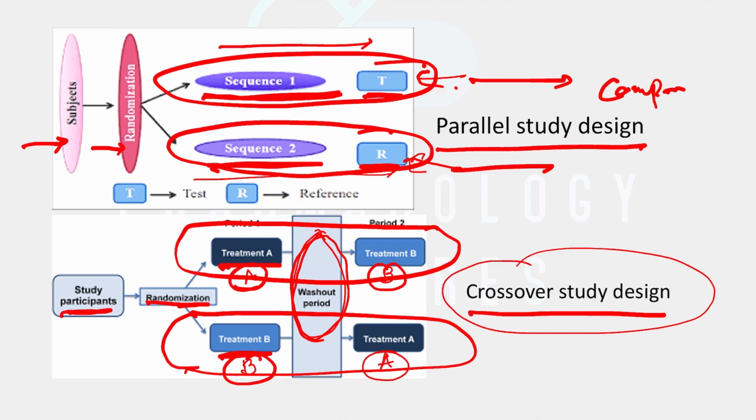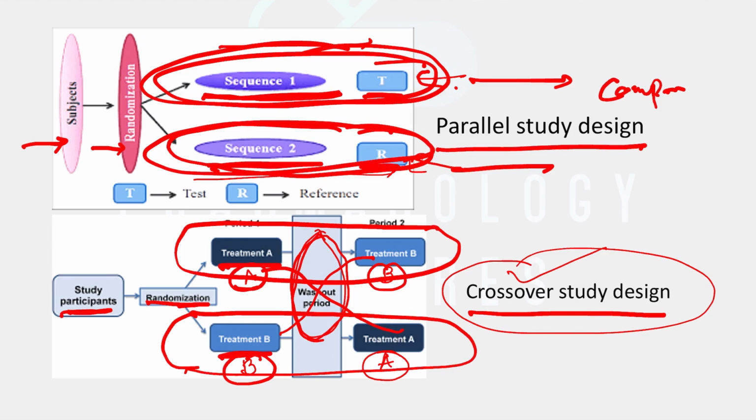So here each patient in each group receives the two treatments over a period of time. Each individual acts as their own control, because he has taken drug A as well as drug B, so now you can see the responses. This kind of study is called a crossover study, where you are crossing over from one drug to another drug. So both groups receive both drugs, that is crossover study design, while only one group receives one drug and another group receives another drug, that is called parallel study design. Hope you understand this.